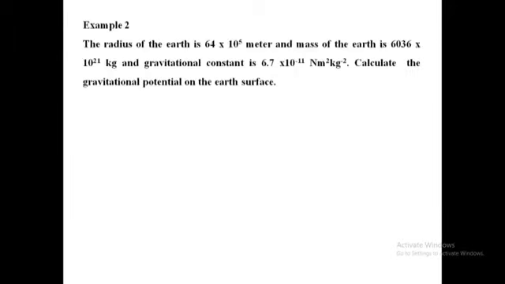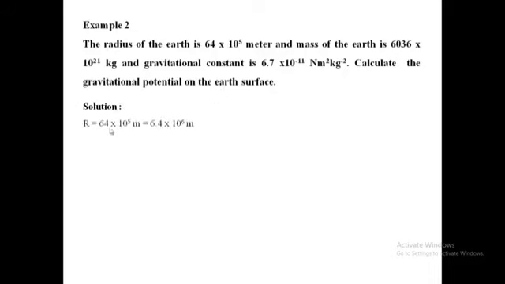Second example, example number 2. The radius of Earth is 64 × 10^5 meter, the mass of the Earth is 6036 × 10^21 kg, and the gravitational constant is 6.7 × 10^-11 Newton meter square per kg square. Calculate the gravitational potential on the Earth's surface. In this problem, you have to calculate the gravitational potential on the Earth's surface.